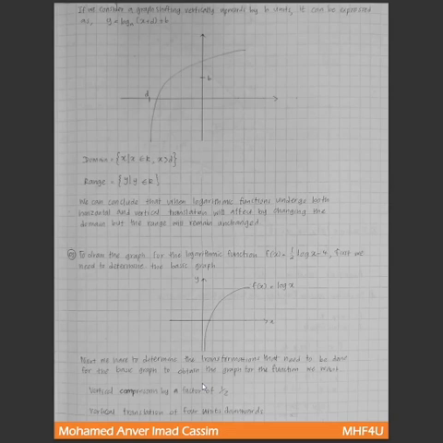If we consider a graph shifting vertically upwards by b units, it can be expressed as y equals log_a (x plus d) plus b. And the diagram is drawn over here. The domain and the range is given here. Now we can conclude that when a logarithmic function undergoes both horizontal and vertical translation, the domain changes, but the range will remain unchanged.